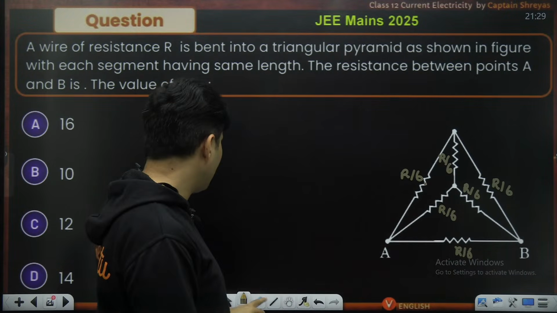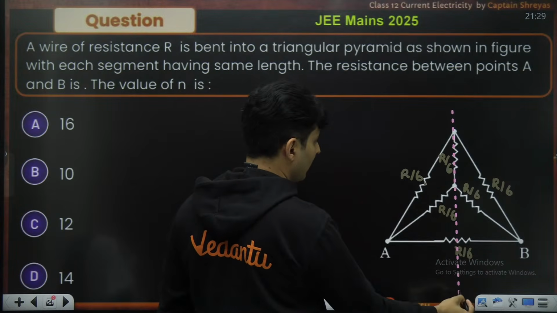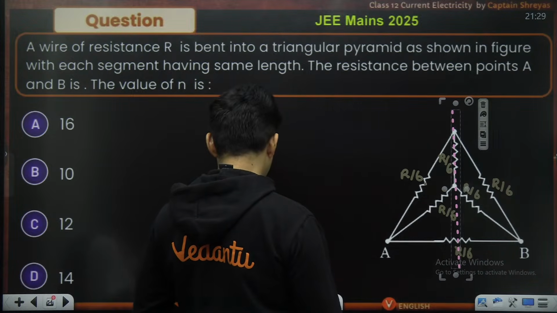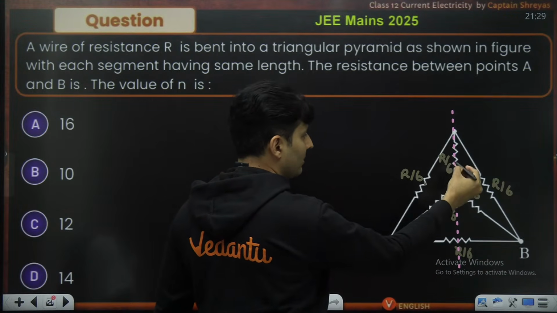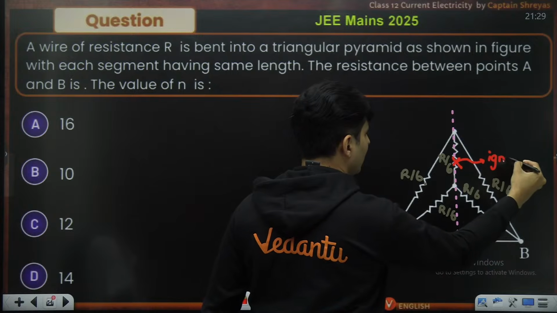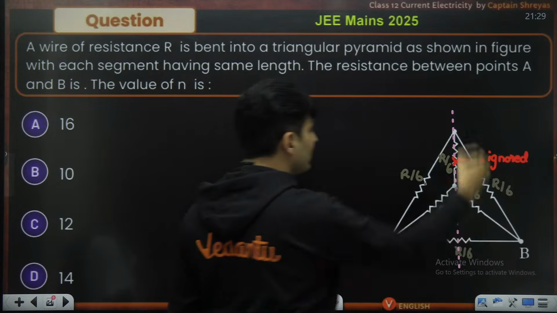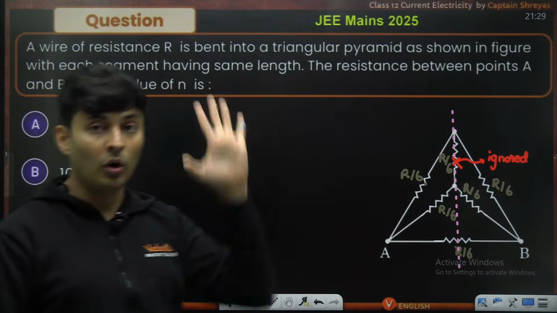Okay. Now, the resistance between point A and B. I already start seeing some kind of symmetry over here, as you can see, this particular symmetry. And I already can see there is one device which is on the line of symmetry. That is this one. That means it can be completely ignored. Whenever you see a line of symmetry, any device on that line of symmetry can be ignored.